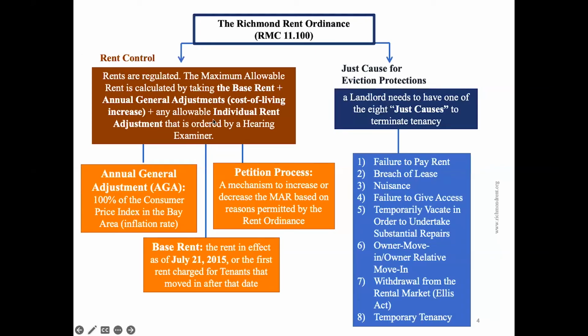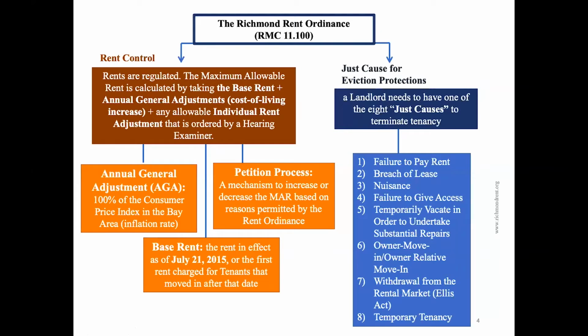The maximum allowable rent is calculated by taking the base rent and the annual general adjustments, otherwise known as cost of living increases, and any allowable individual rent adjustments that are ordered by a hearing examiner. So again, we have essentially three basic components to the rent control aspect. One is the base rent, which is the rent in effect as of July 21st, 2015, or the first rent charged for the tenant if they moved in after that date.